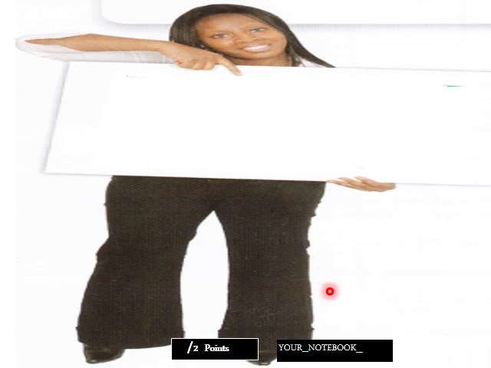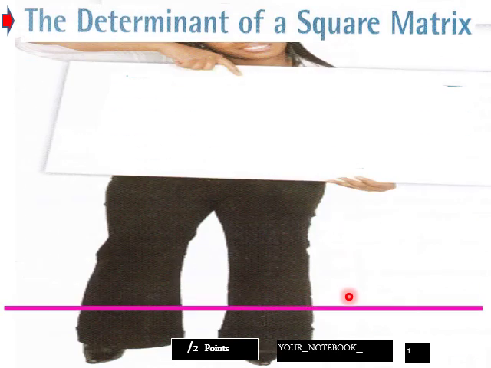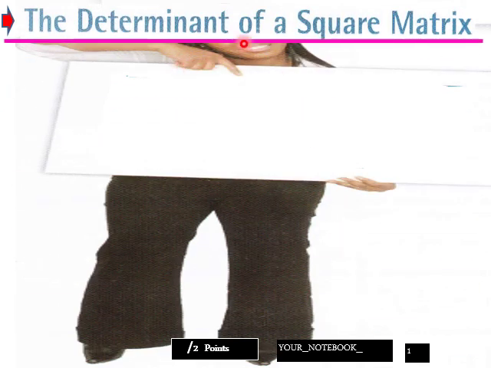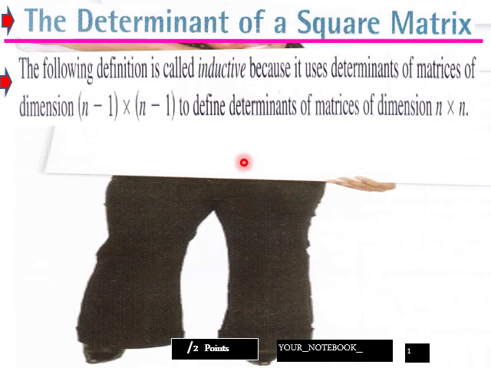Now into our lesson today. Into your notebook, students, the determinant of a square matrix. The following definition is called inductive because it uses determinants of matrices of dimension n minus 1 times n minus 1 to define determinants of matrices of dimension n times n.